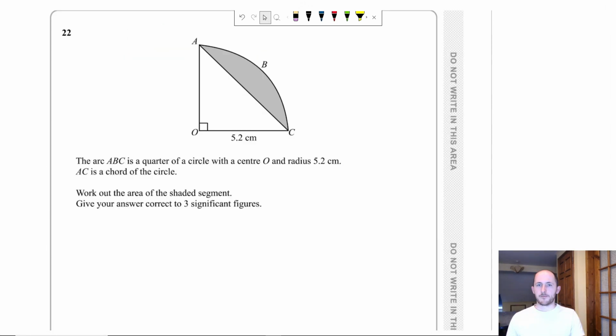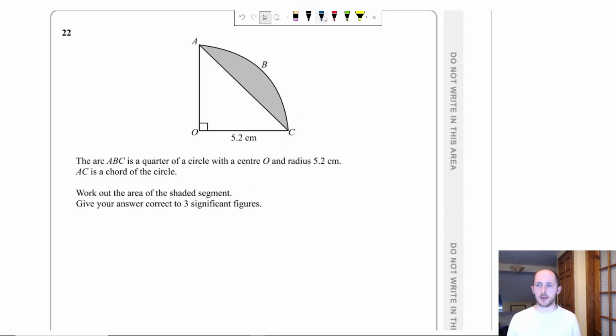So yeah, this is one of the harder geometry questions that can come up on your foundation paper. So let's go through it. It should hopefully be okay once I explain it. So we have an arc ABC, which is a quarter of a circle, which has a centre O and a radius of 5.2 centimeters. AC is a chord of the circle. Work out the area of the shaded segment. So, how do you work out the area of that shaded piece?